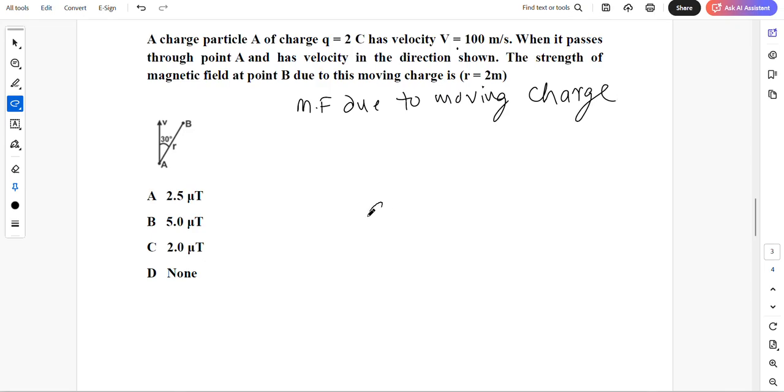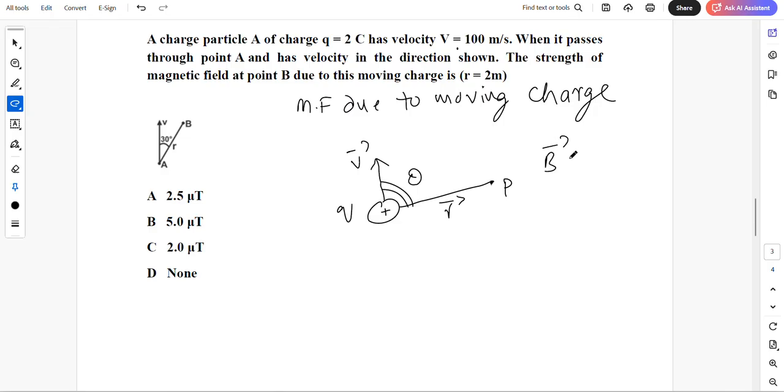Let us say a charge is moving with velocity v in this direction. We are interested in finding the magnetic field at this point P. Let us say this angle is theta, and this is vector r. What is the magnetic field?